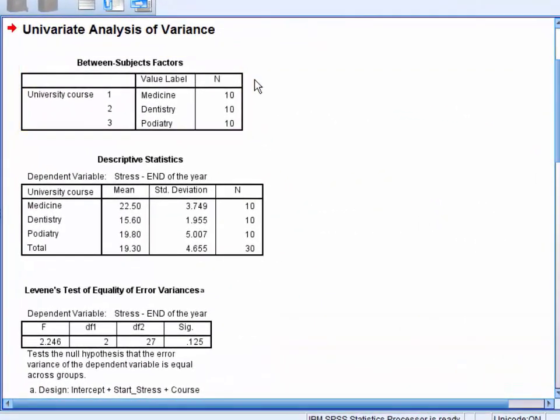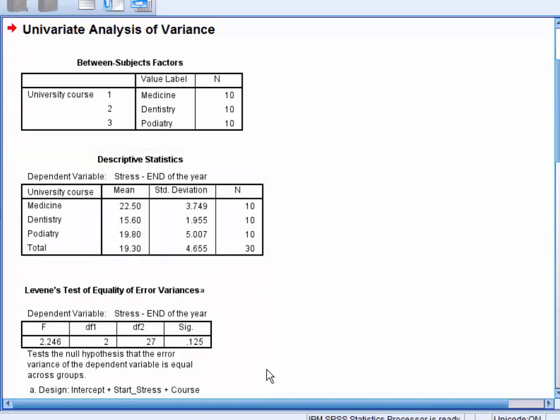First, we have the Between Subjects Factors table, which shows the number of students in each of the university courses. Next, the Descriptive Statistics table shows the mean and standard deviation of our dependent variable in each of the university courses.